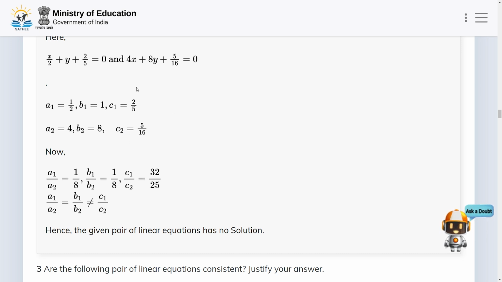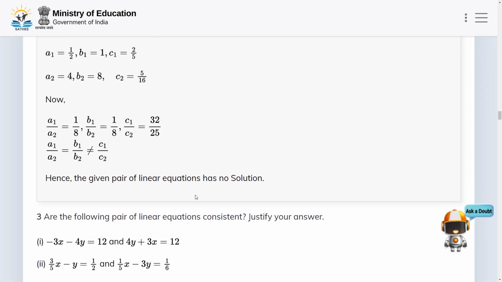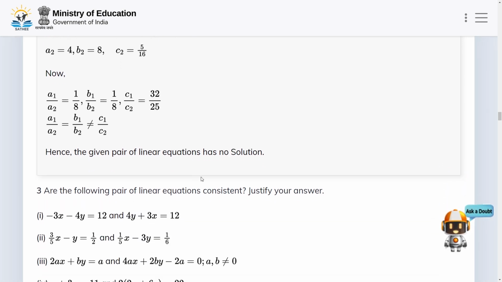So now the ratio a1 by a2 is equal to 1 by 8 and b1 by b2 is equal to 1 by 8 and c1 by c2 is equal to 32 by 25. That is not equal to a1 by a2 and b1 by b2. So here a1 by a2 is equal to b1 by b2 but does not equal c1 by c2. Hence the given pair of linear equations has no solution.